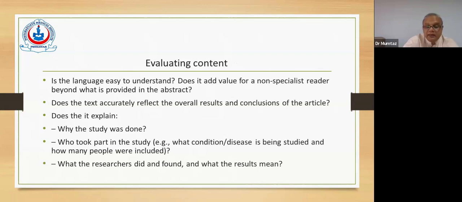अच्छा, अब इवैल्यूएटिंग कंटेंट के लिहाज से हमारा लैंग्वेज easy and understandable, non-specialist. Does the text accurately reflect the overall results and conclusions? व्हाई द स्टडी वाज डन, पर्पस मालूम है या नहीं मालूम, पार्टिसिपेंट्स का पता है, यस, ओके, so you have to find out all these things. If these are explained well, the participants, the purpose, the objective, and everything, you have to address this. And of course, the results.